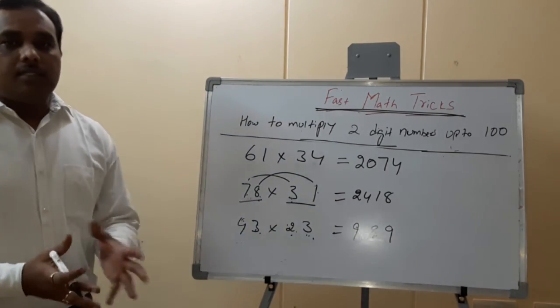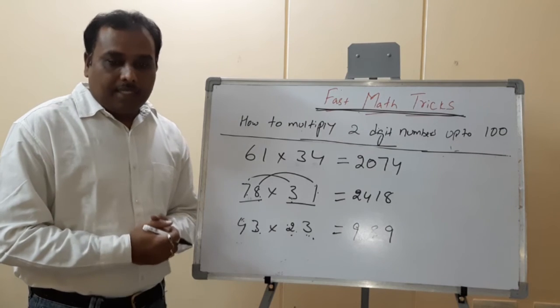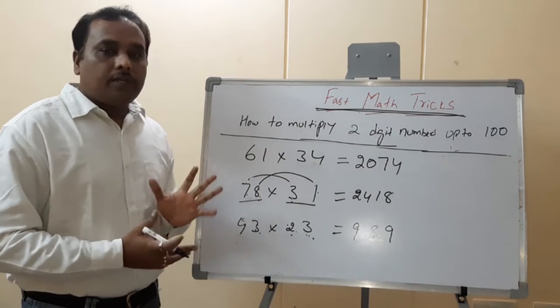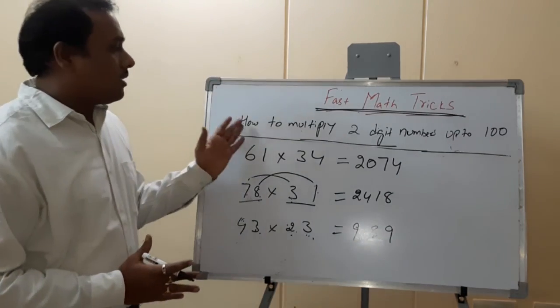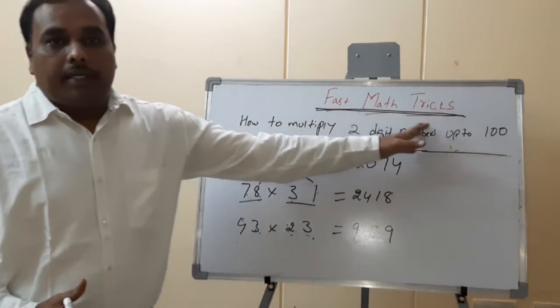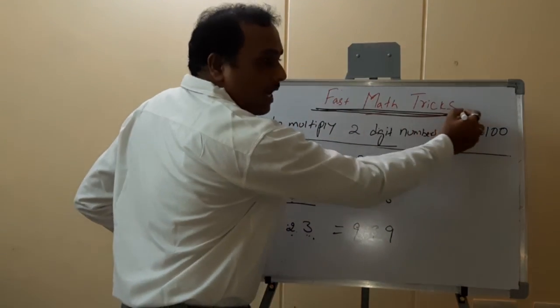So if you practice this method, you can score very good marks in your maths exams. So students, we hope that this video is very much useful. So practice at your home so you can understand this multiplication of 2-digit numbers up to 100 in a fast method. Okay? So learn this fast maths tricks.